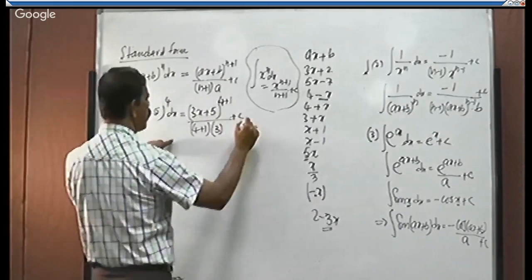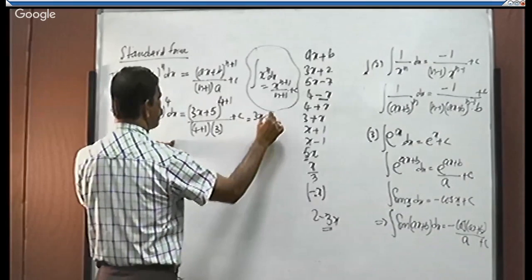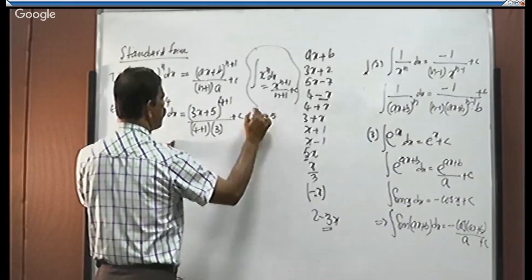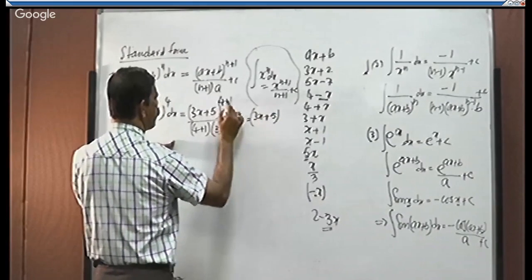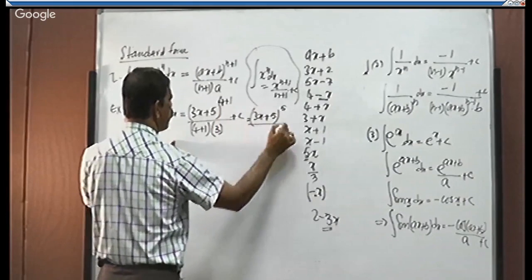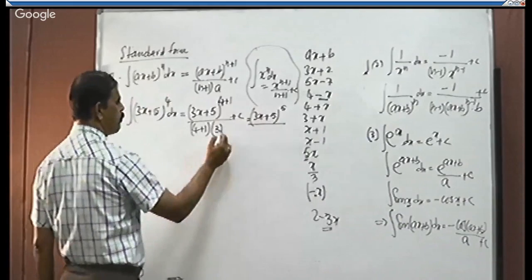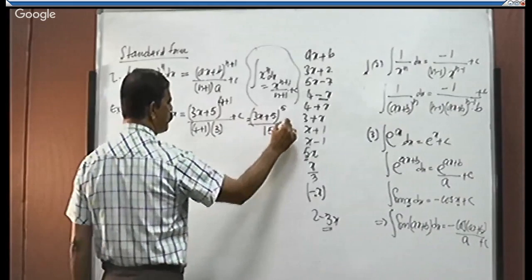Finally, this becomes (3x + 5) to the power of 4 plus 1, that is 5, divided by 4 plus 1, that is 5. 5 into 3, 15, is the answer.